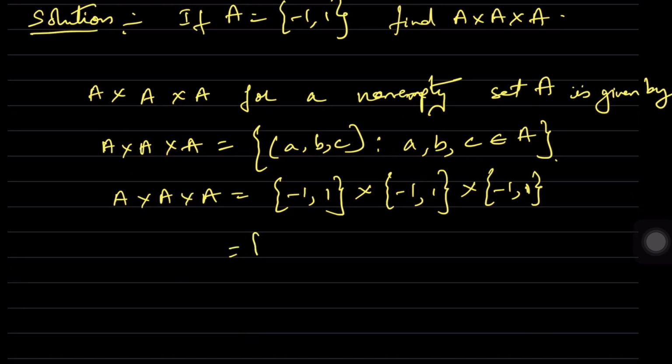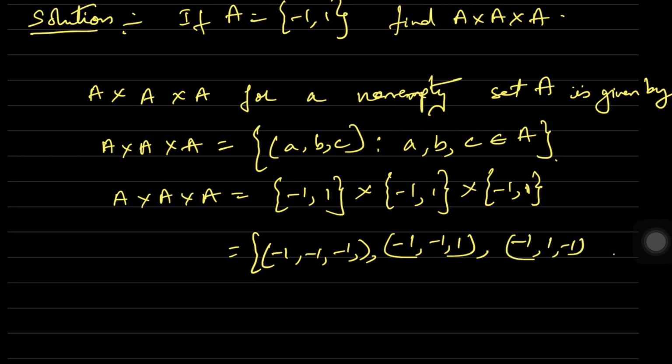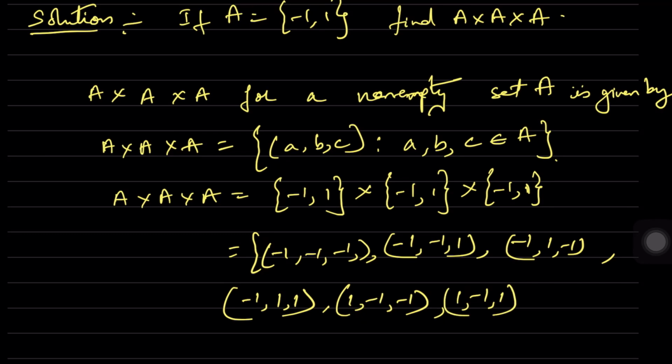So this is equal to, what is the first element you are getting? Minus 1, all the first elements of all the three sets. Then you have (-1, -1, 1), then (-1, 1, -1), then (-1, 1, 1), then you are having (1, -1, -1), then (1, -1, 1), then (1, 1, -1), all three ones. So this is the way we write an ordered triplet. Next.